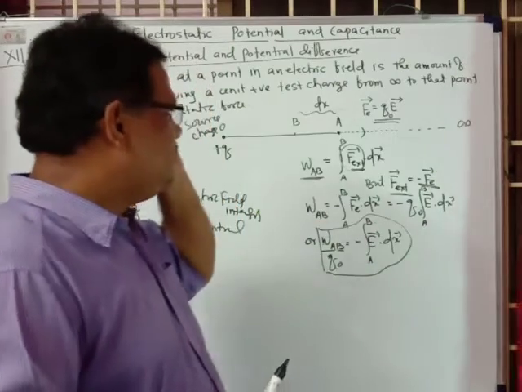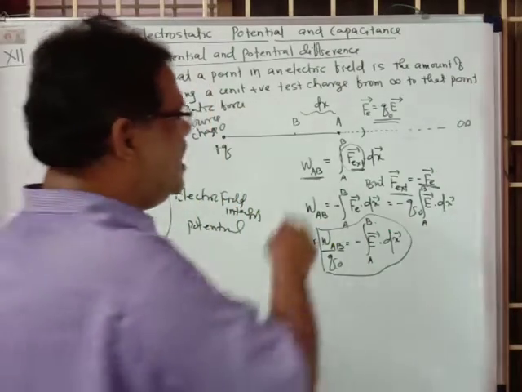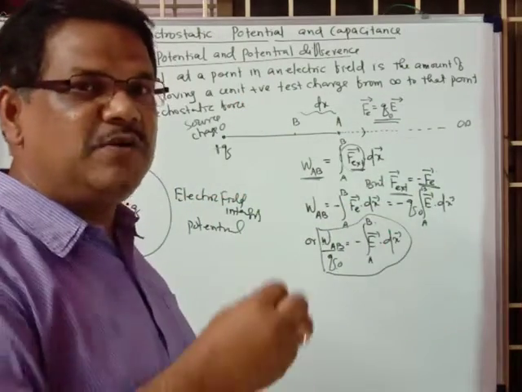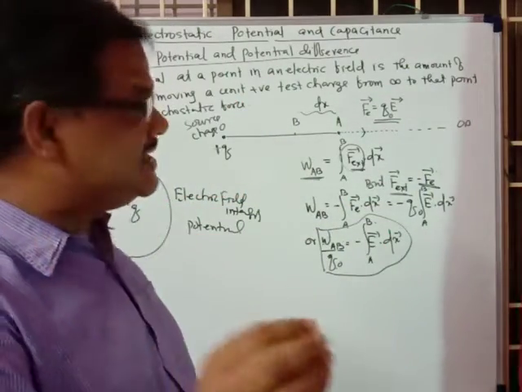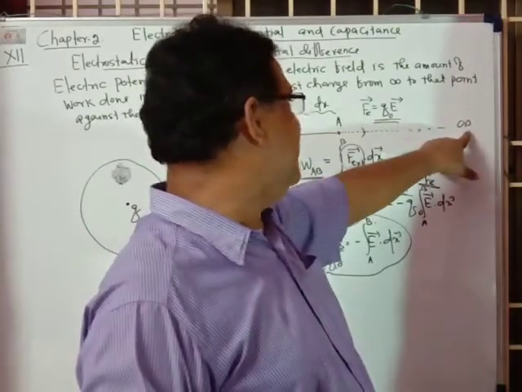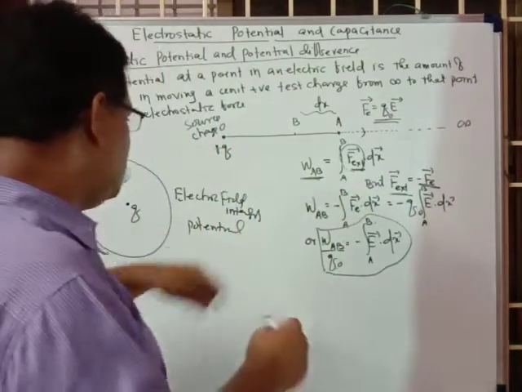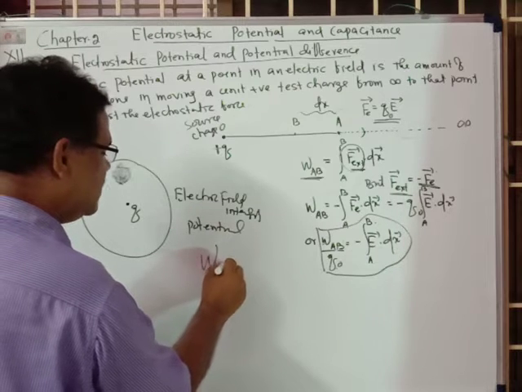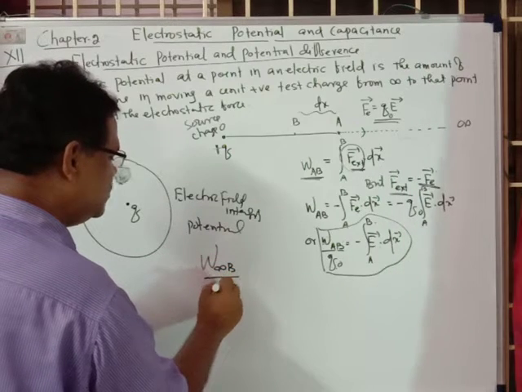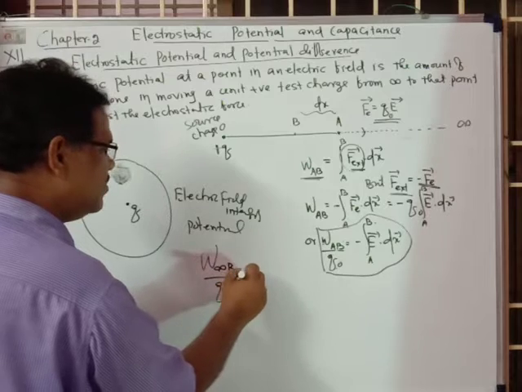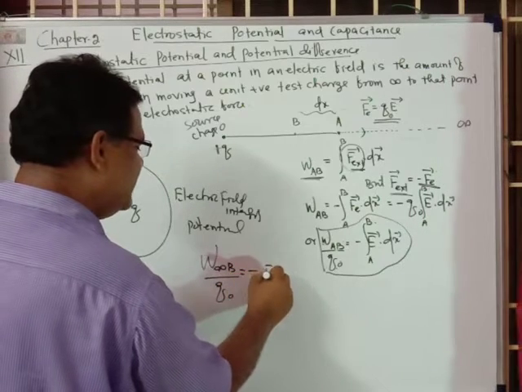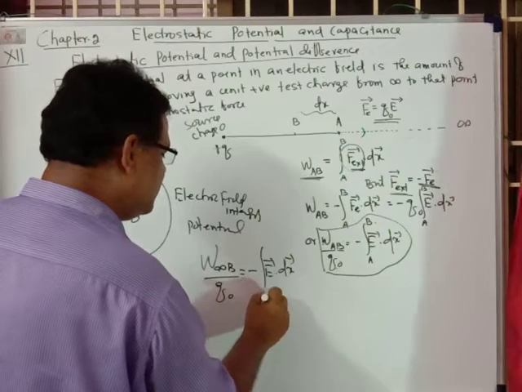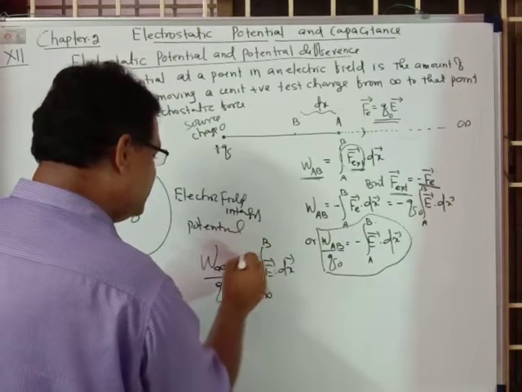Suppose the point A is taken to infinity, that means the test charge is brought from infinity to point B. So what will this formula be? W from infinity to point B upon Q naught will be equal to minus E vector dot ds vector, integration from infinity to B.